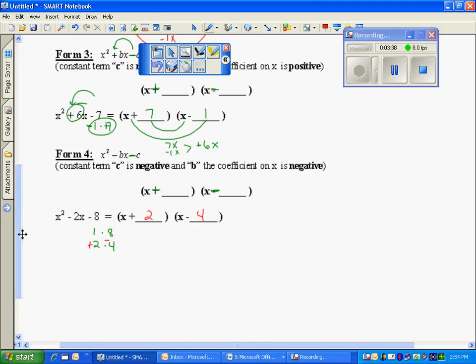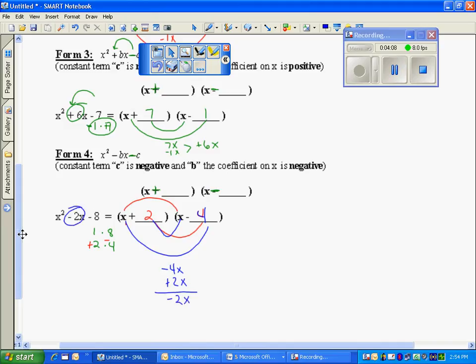When I use my FOILing, I don't really need to check the first and the last because I can see that I've made them match here. This 4 times 2 matches right there to be that negative 8. What I really need to do is check the outside and inside. The outside is a negative 4x. The inside is a positive 2x. And together, they make that negative 2.